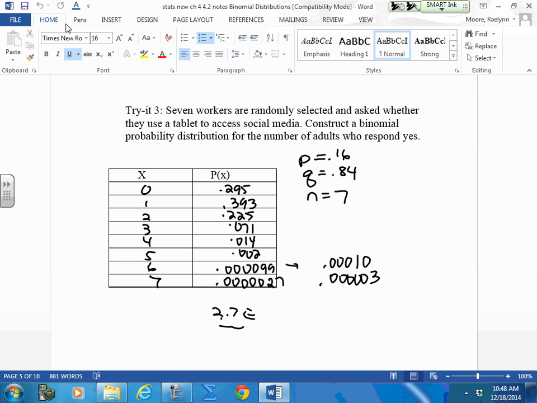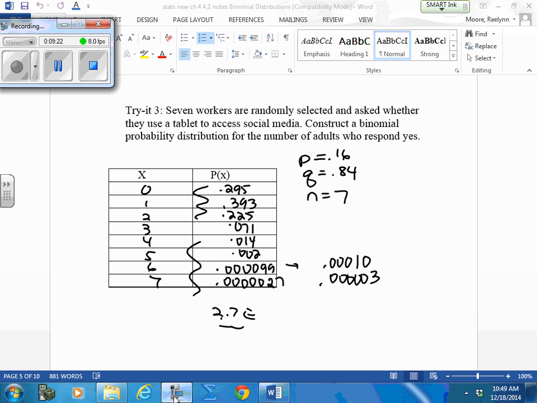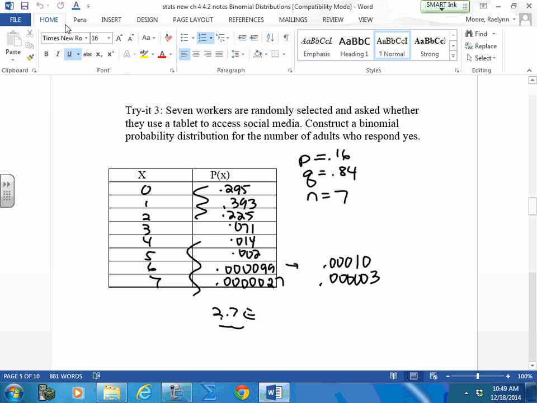Now, this is a little different than the other one. The other ones, the probabilities were kind of almost symmetrical. These, they're higher over here, and very, very small over here. Why are they so small down here? Why are these so small? Because why? Very good, Rachel. It's a very small percent that are going to say yes, they use their tablet. So would I expect more of the 7 people that I surveyed to say yes? I would expect less of them to say yes.